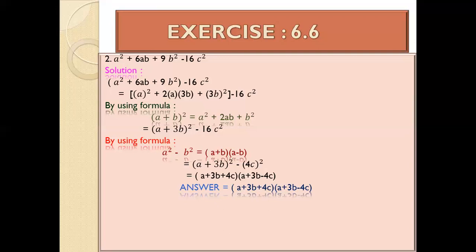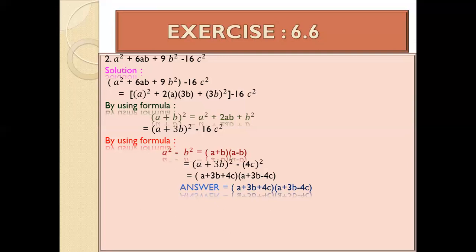We apply the formula to these 3 terms and it becomes a plus 3b whole square, because according to the question, b is 3b. So we write a plus 3b whole square minus 16c square. Now is the time that we apply which formula? A square minus b square. A is a plus 3b and b is 4c, because 16c square is a square of 4c.